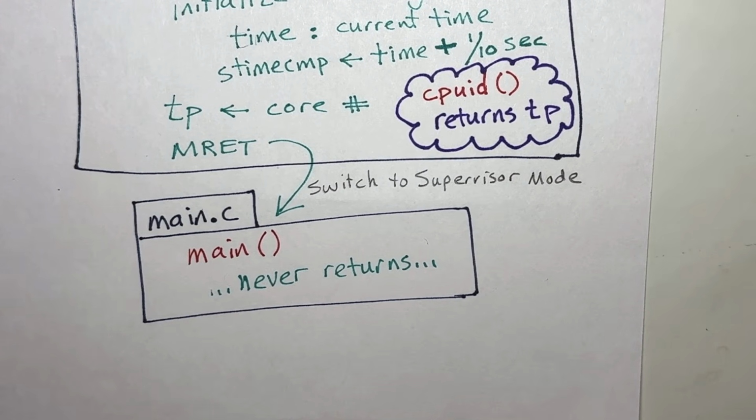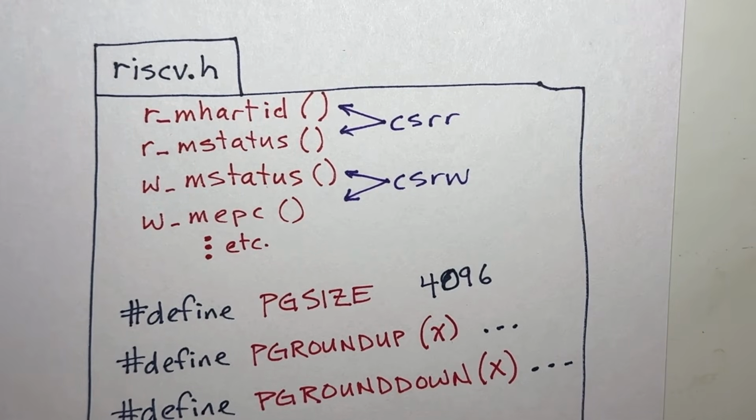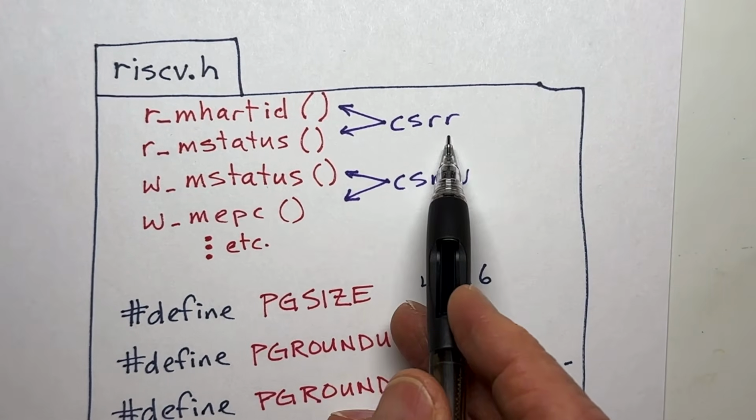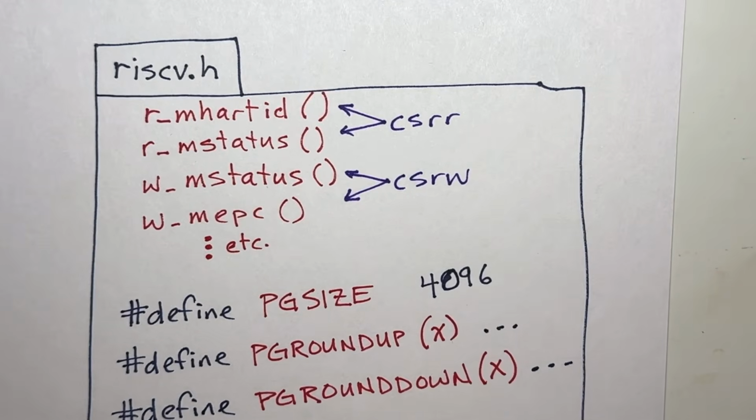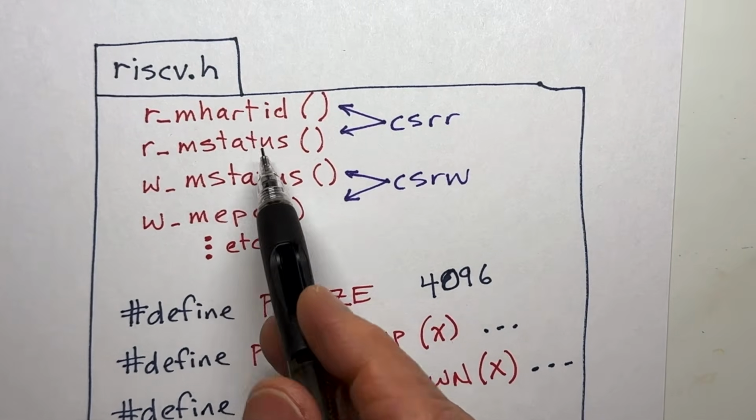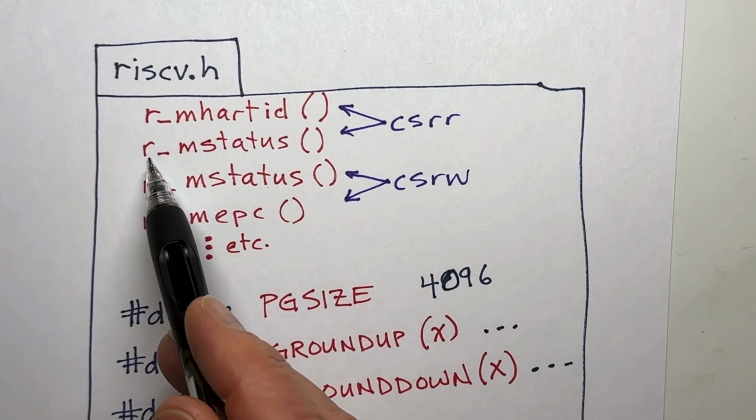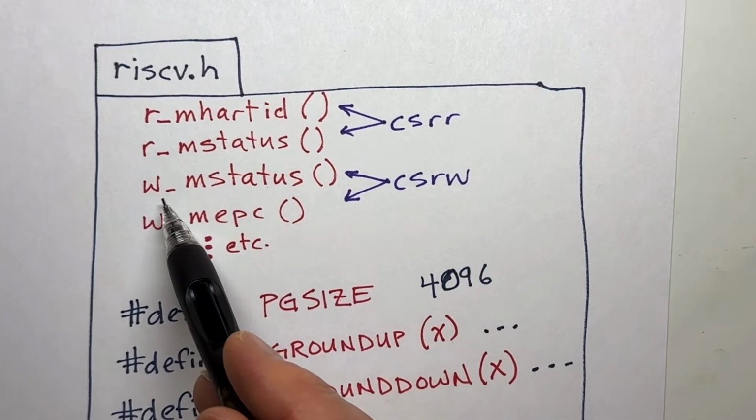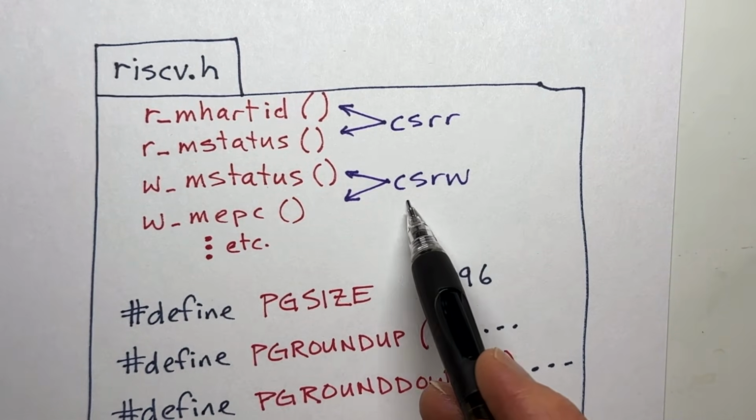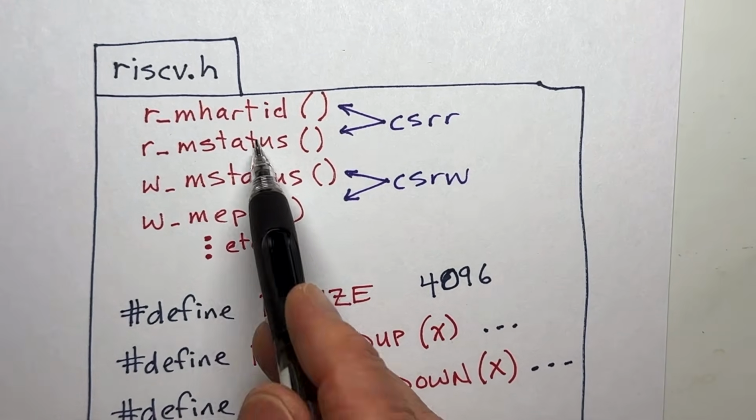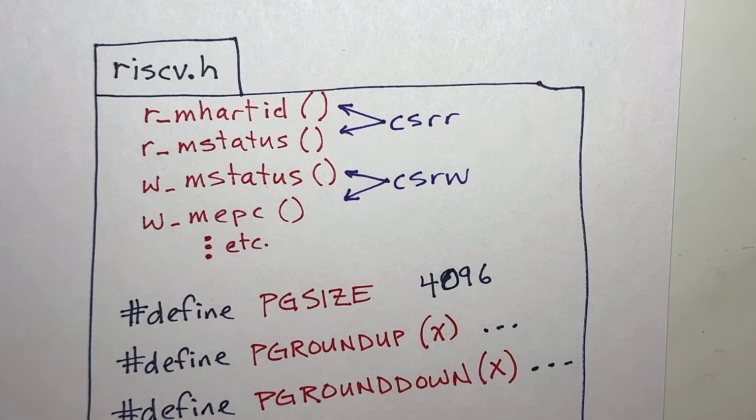In order to access the various control and status registers, specific assembly instructions, like CSR read and CSR write, must be executed. Each of the instructions we're ever going to need is encapsulated in its own tiny function with names that begin with r_ for reading a control and status register and w_ for writing a control and status register. All these little functions are in a file called riscv.h, which gets included in any .c file that needs it.